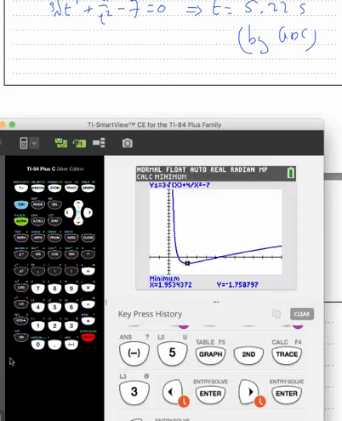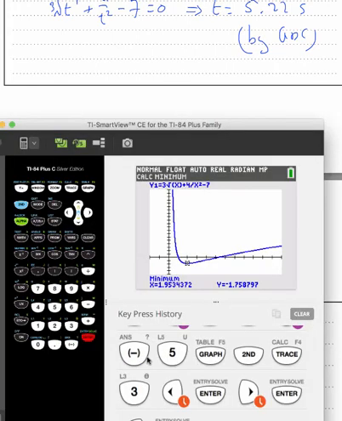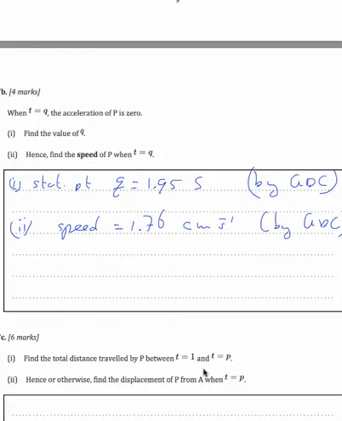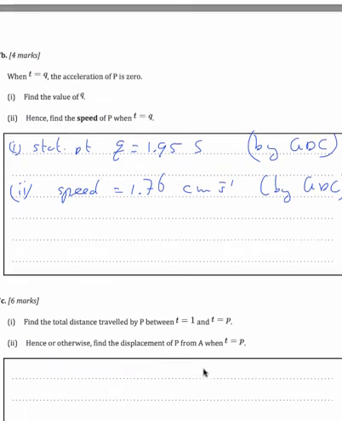Well, that's easy. Just found it. The velocity is minus 1.56, so the speed is 1.56 centimeters per second, by GDC. It is simply the value of the velocity there, but stripping any sign, any direction information.